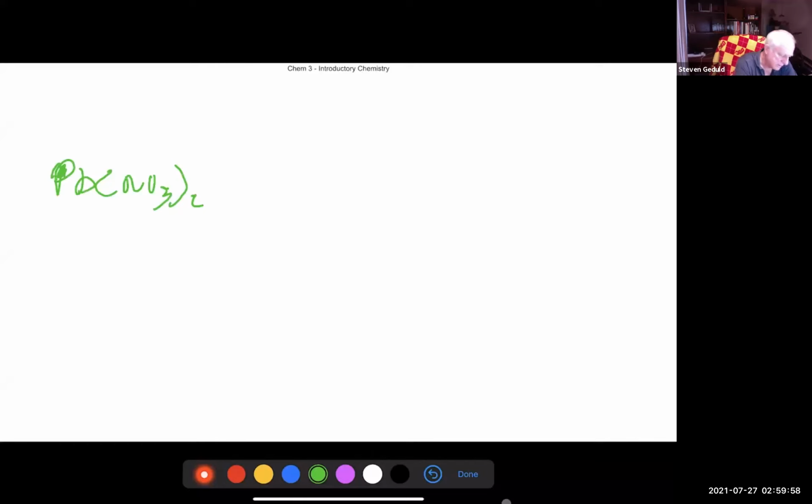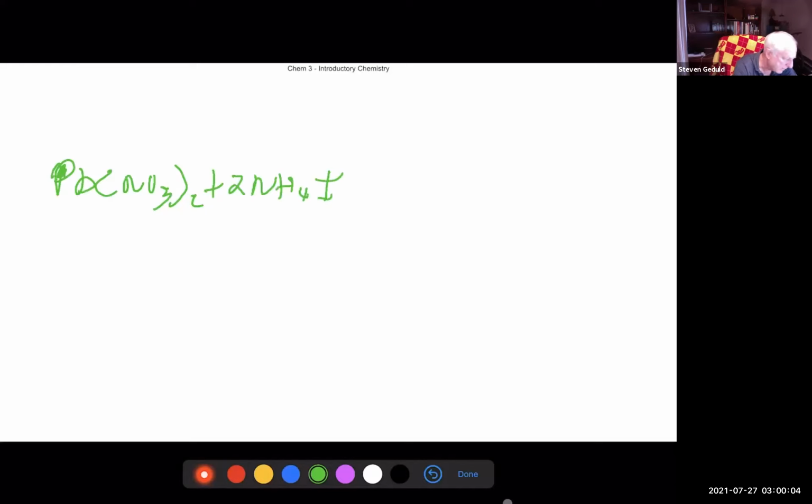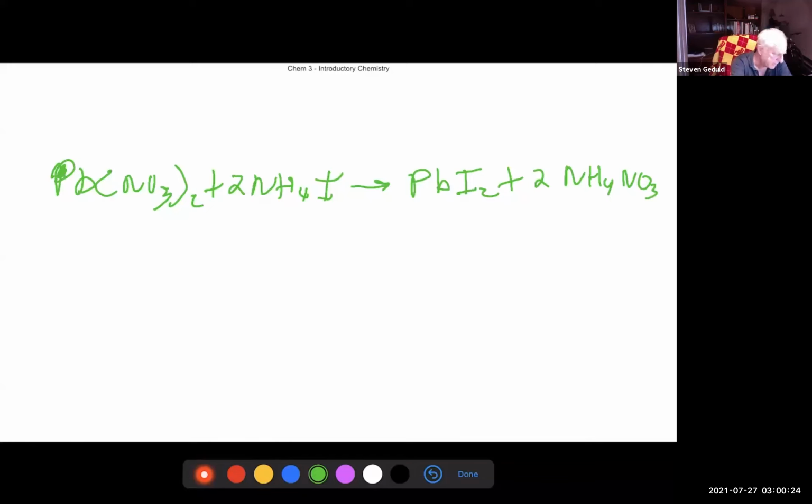Lead nitrate plus ammonium iodide goes to lead iodide solid plus ammonium nitrate. Does that look right? Pb(NO3)2 plus 2 NH4I, 2 ammoniums, 2 iodines, 2 NO3s, 1 lead. All right, there's your balanced equation, right?